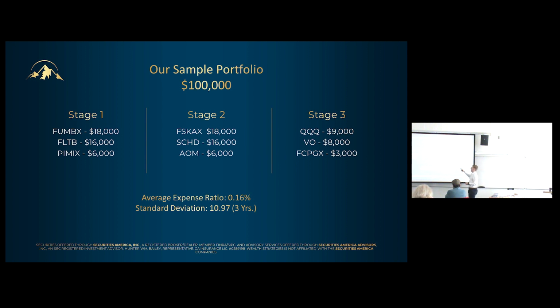So we came up with our sample portfolio that you can see on screen here, and it ends up being a pretty inexpensive portfolio at about 16 basis points, a basis point being a percent of a percent, and a standard deviation of about 11% over the last 3 years. This data was calculated the last time we did this class, so it might be a little bit different today, but it should be roughly the same, somewhat similar to what you might see in a balanced portfolio.